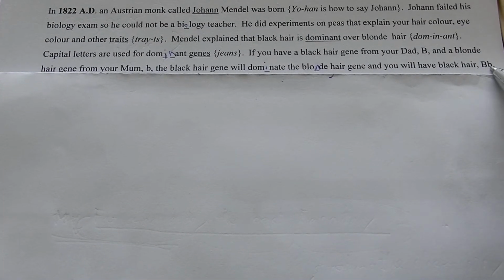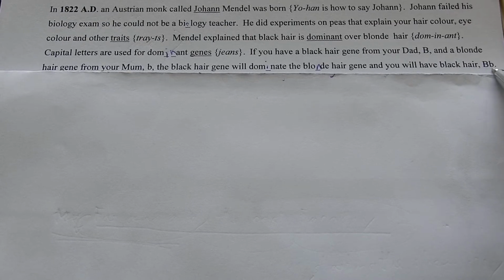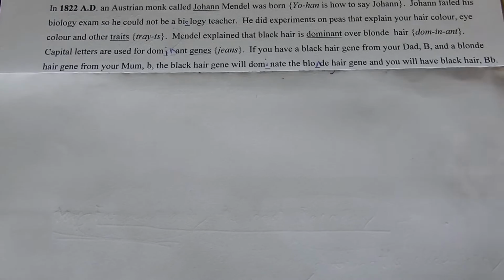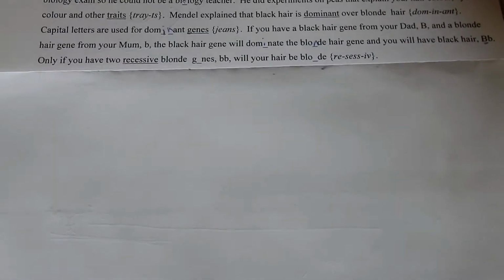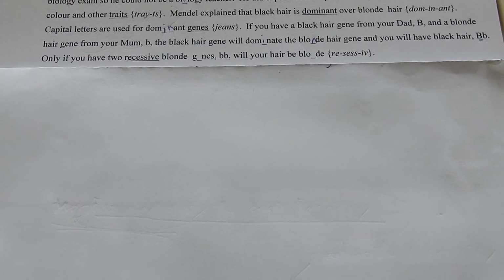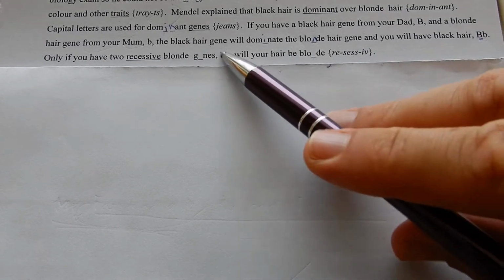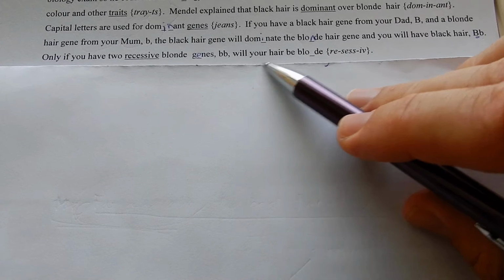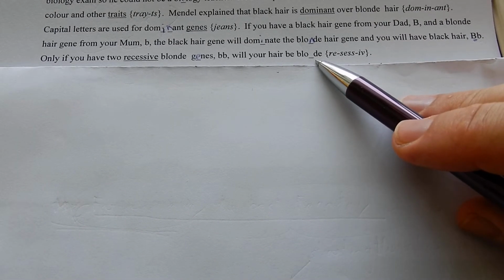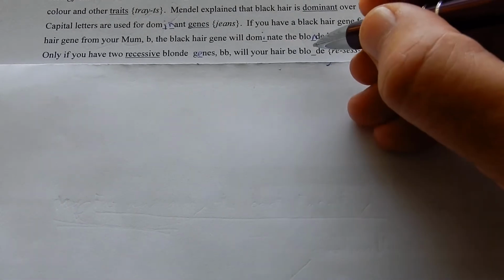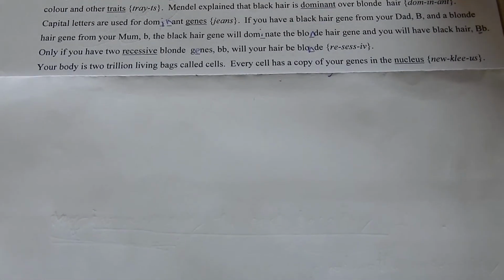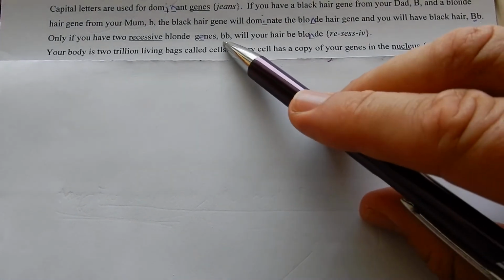Capital B, little b. Capital B is for black, little b for blonde. The dominant one is the capital. Only if you have two recessive blonde genes, little b, will your hair be blonde. Well, naturally blonde. Of course, you can always colour your hair. Recessive. Yeah, recessive ones are the little letters.